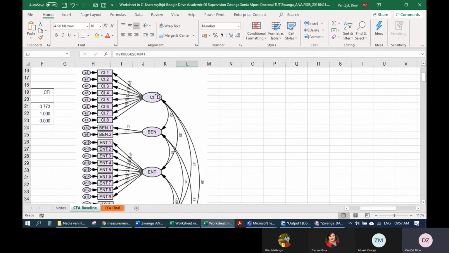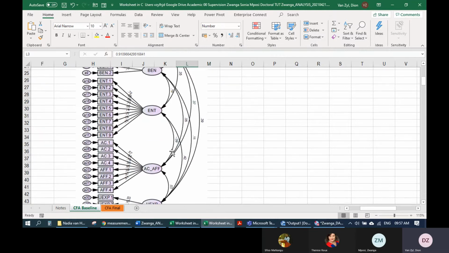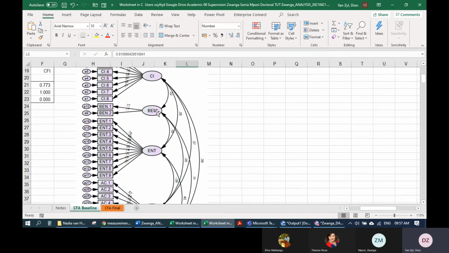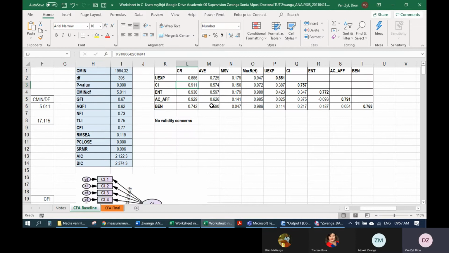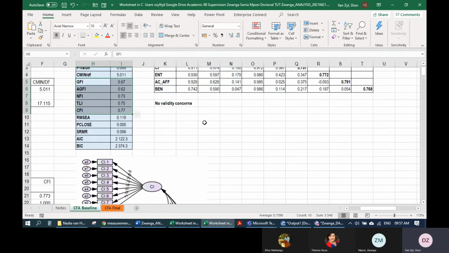So I'm also looking at whether these things can discriminate against one another, meaning they must be distinct. The EFA already gave us a good model. Now I'm getting the confirmation. But what it tells me is, while I've got internal consistency and discriminant validity, what I don't have is good model fit. And why is that?